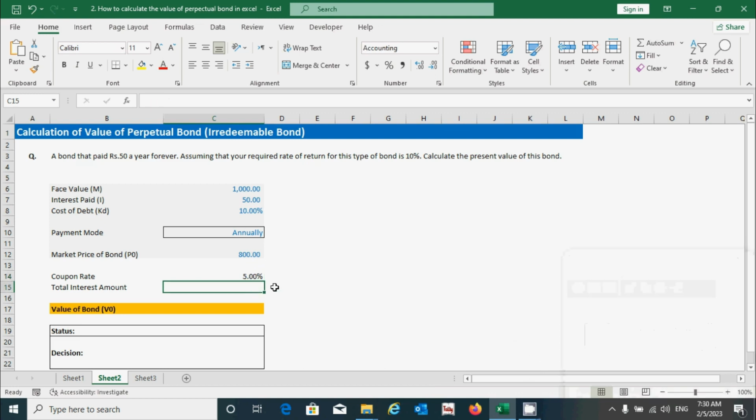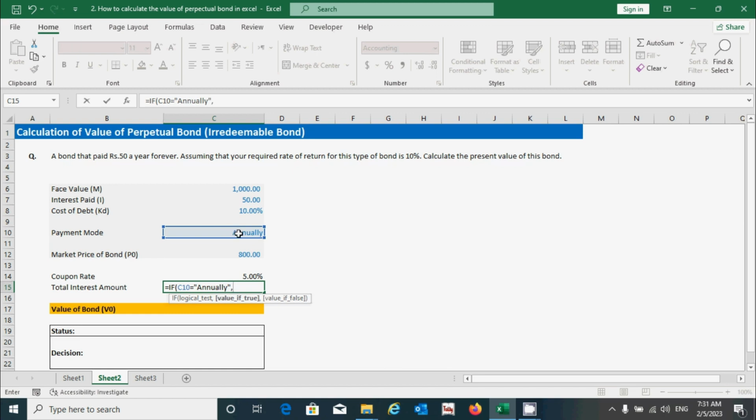Okay, now let's calculate the total interest amount, and it can be calculated by simply multiplying the interest paid amount by the payment mode type. Here I am going to calculate it by using the IF function to make the process automatic. So I am going to press the equal to sign, type the IF function, press the tab, and select this one, equals to, type the payment mode which is annually, in double quotation marks, and press the comma.